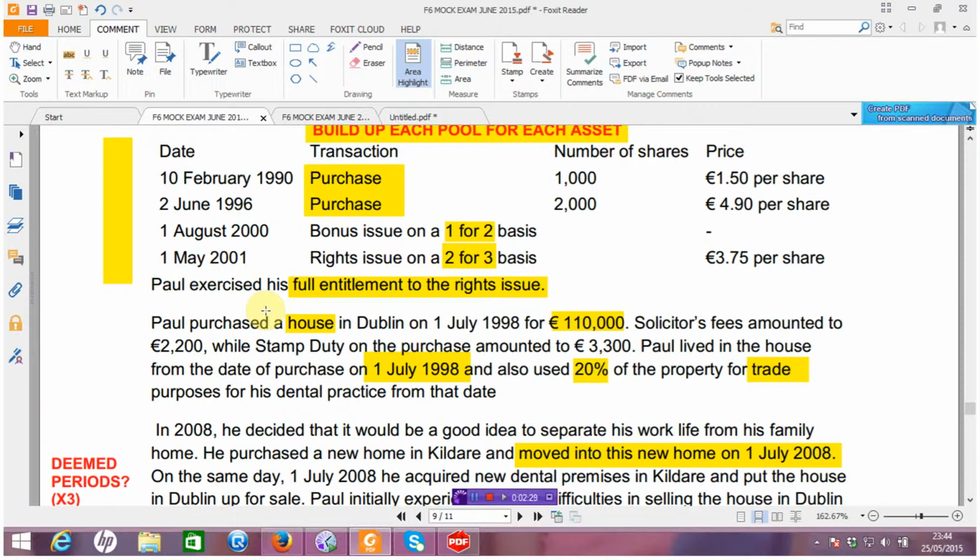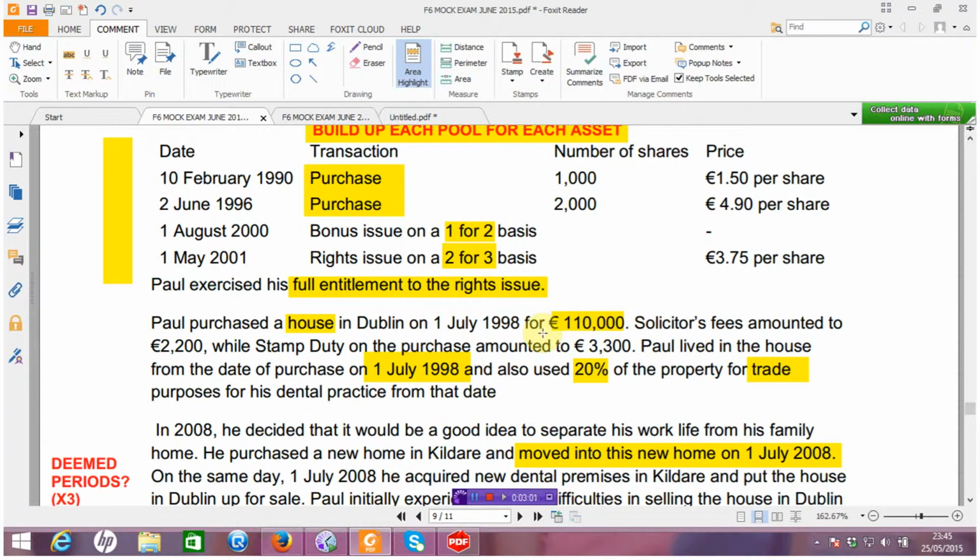What we're looking to do is apply our knowledge of the PPR rules, i.e. the deemed periods and the actual occupation periods, and get the top half of that fraction, and then strip out from the standard three-liner, proceeds less cost equals gain, the amount that's eligible for PPR relief. Okay, so in this particular case, we have a house that's purchased in 1998 for 110,000 euros.